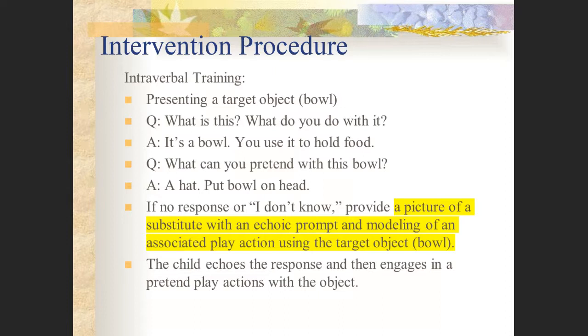We present the bowl, for example, and ask, what is this? What do you do with it? It's a bowl, and you use it to hold food, for example. So that's the real function of a bowl, right? The next question would be, what can you pretend with this bowl? And we expect the child to provide multiple responses. For example, the child says a hat, and the motor action would be putting the bowl on someone's head.